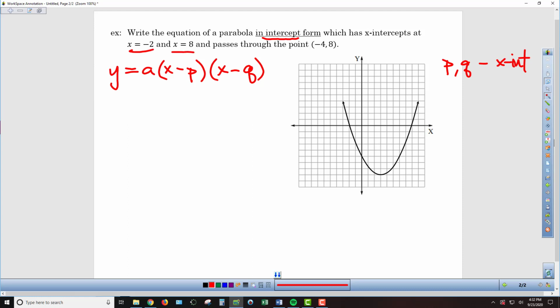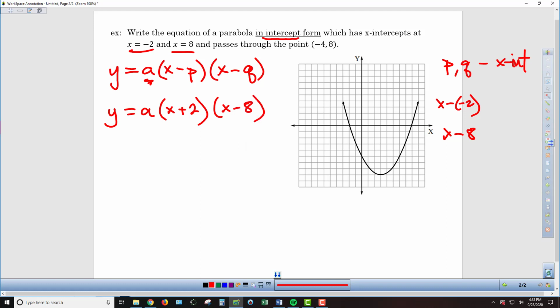So I've got the information given to me about the intercepts. I've got these two numbers right here. One of those is going to be p, one of those is going to be q. It doesn't matter which one is which, but I'm still going to have to figure out what a is, but at least I can get this far. So it's somewhat similar to what we saw with the vertex form in the previous example. I'm going to have a times x minus negative 2. Minus a negative means it's going to become x plus 2. And then x minus 8 is just going to stay x minus 8. So I've plugged in the two x-intercepts that we were given. And now again, I still have to figure out what this value of a is.